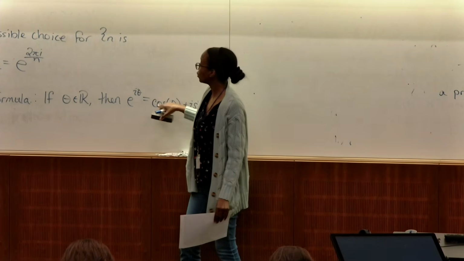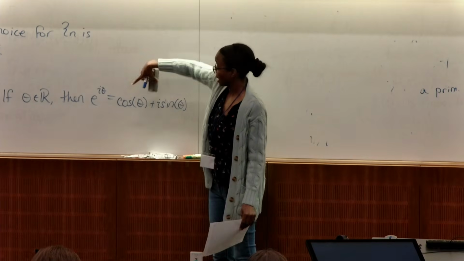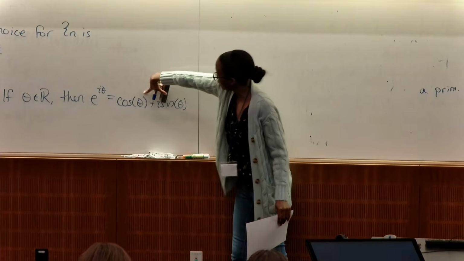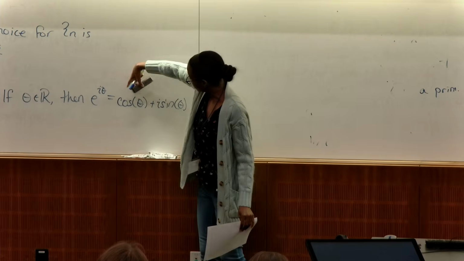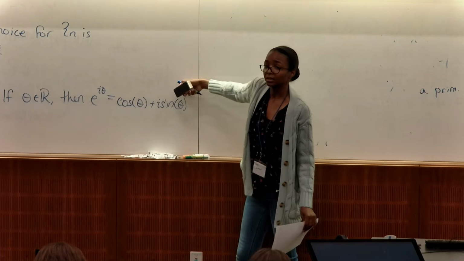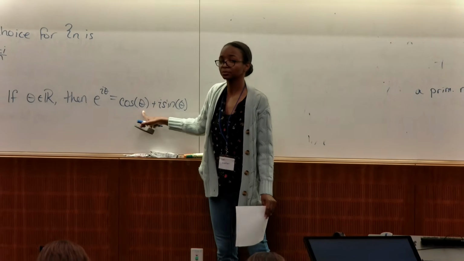If I want something like this to be equal to 1, I know what theta has to be, and I know what cosine of theta has to be, and I know what sine of theta has to be. And the restriction that I get a 1 out of this is saying I want cosine to be 1, I want sine to be 0. You know exactly the kinds of angles that make that true.